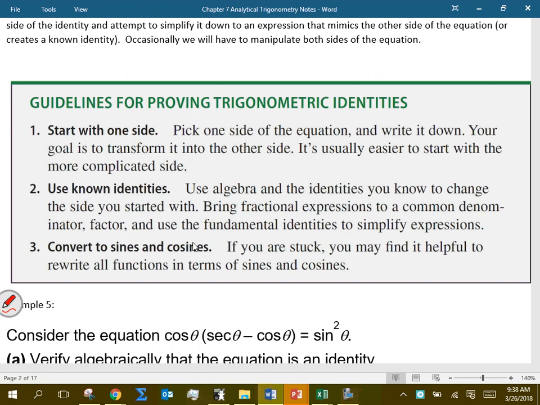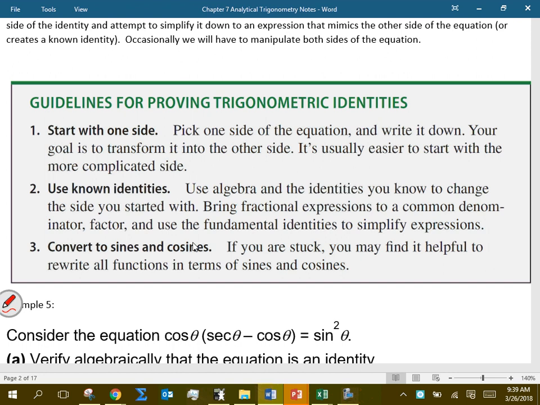Use algebra and the identities you know to change the side you started with. I don't think that's maybe a fair statement when it says use algebra, because what that is incorporating is algebra 1, algebra 2, algebra 3. Use 3 years of math to start simplifying these things. That is the idea of bringing fractional expressions to a common denominator, factoring, using fundamental identities, all those things that we've been working on for the last several years. You start to see that this is like a culmination of algebra 1, 2, and 3 all together in one topic.